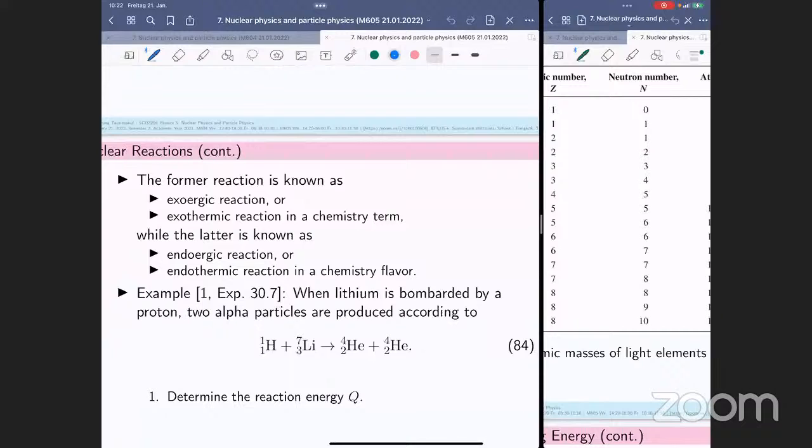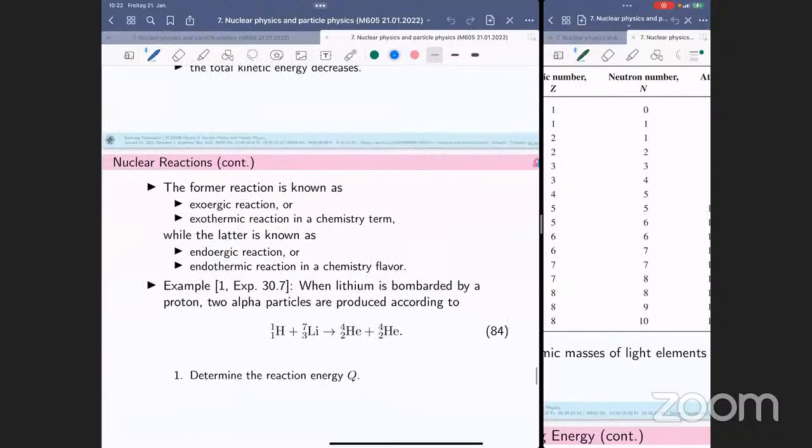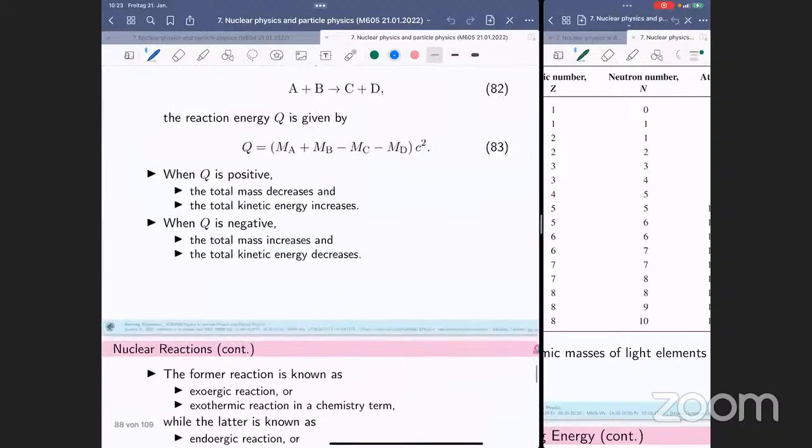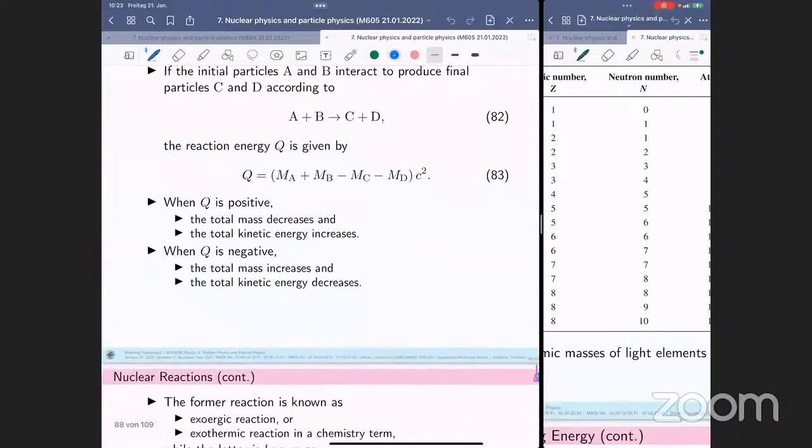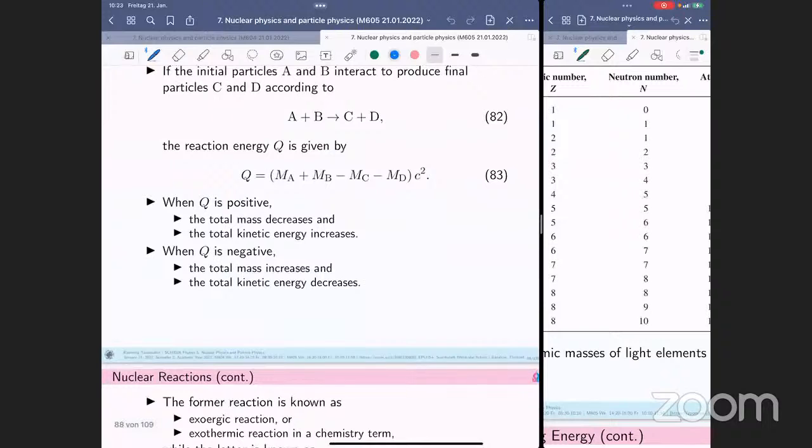Okay, let me see. Okay, yes, the nuclear reaction energy, right? It's the Q, right? It's Q. Q could be computed from 931.5 mega electron volt per atomic mass unit, too, right?